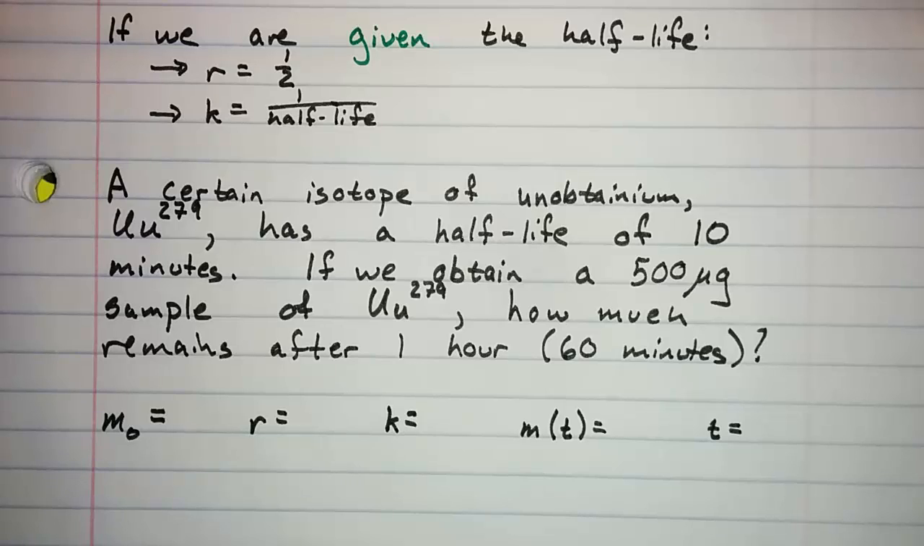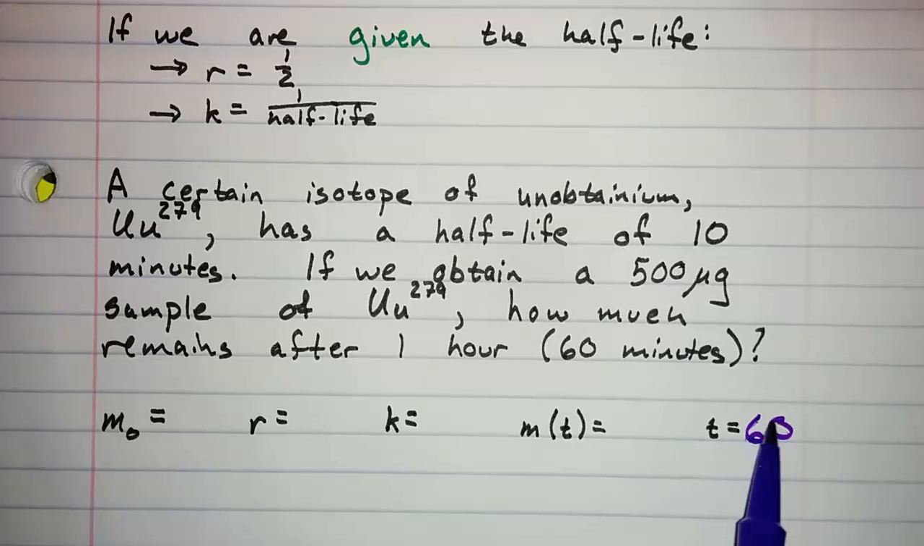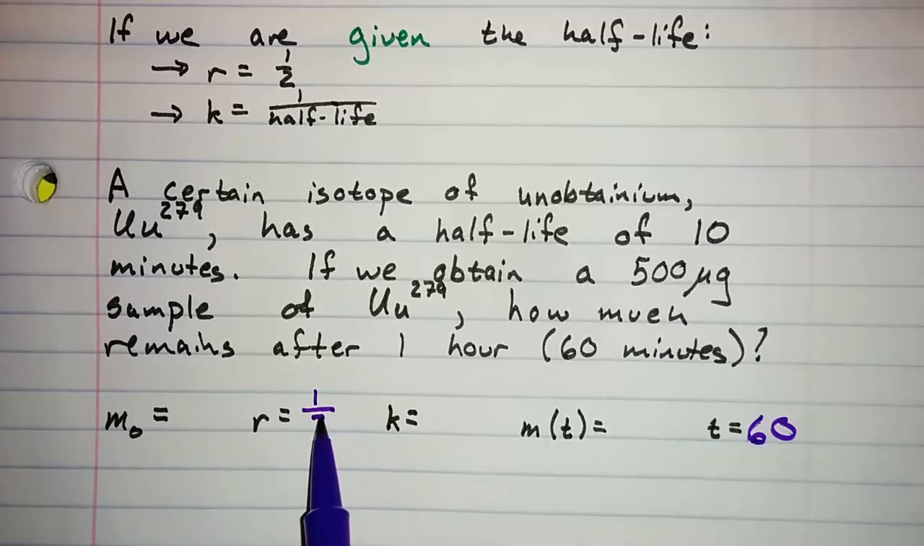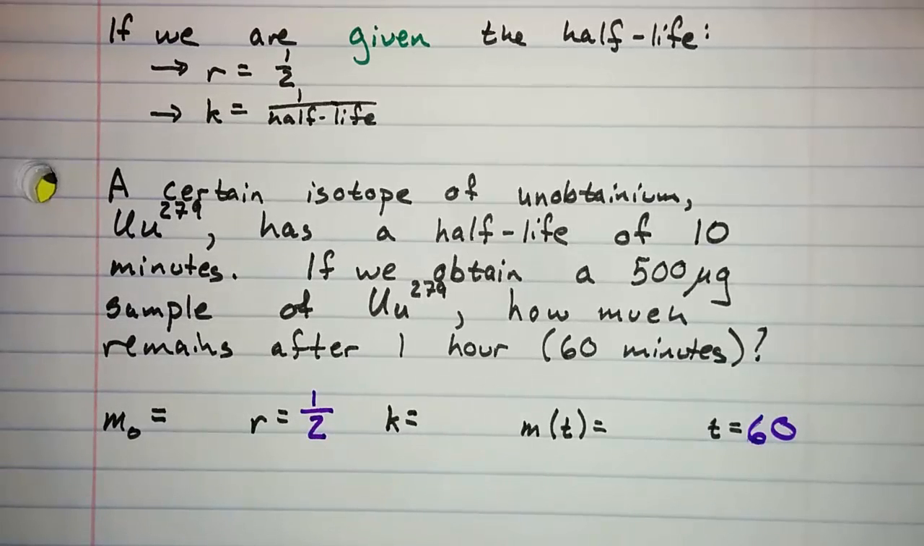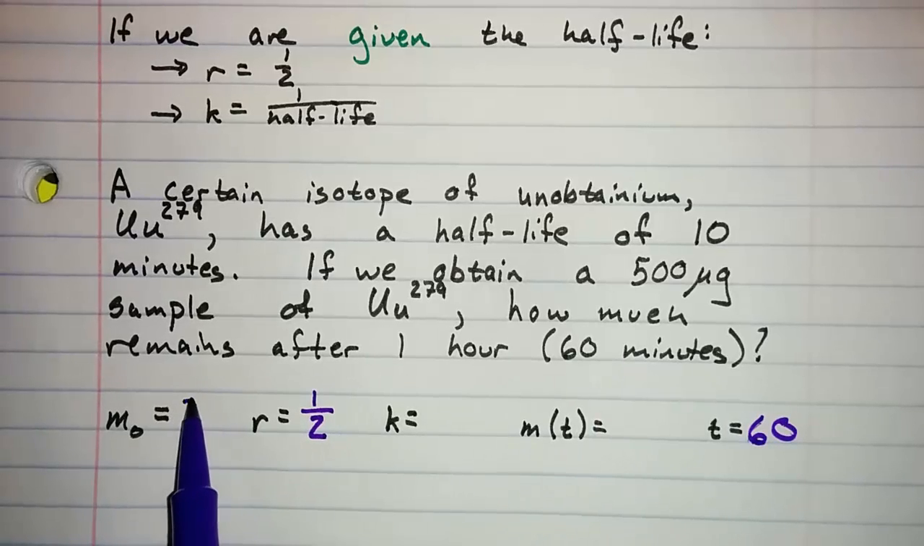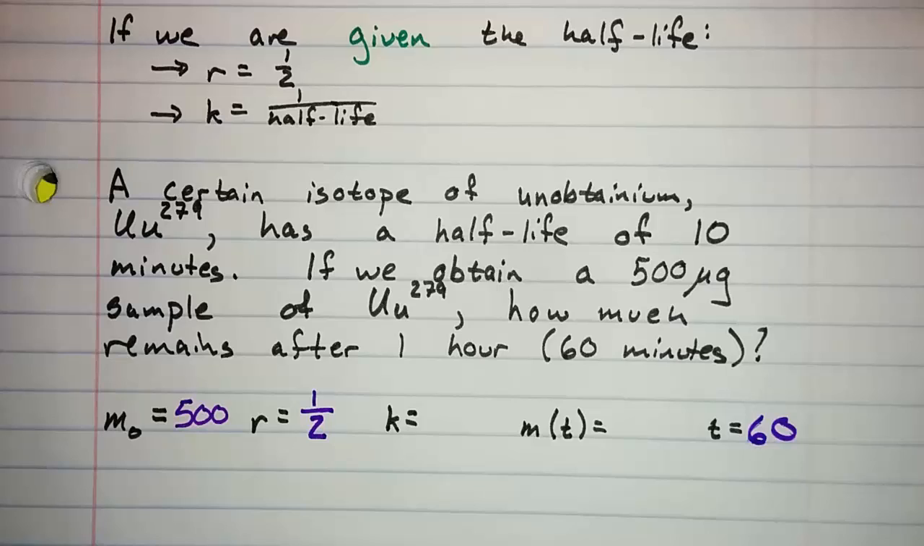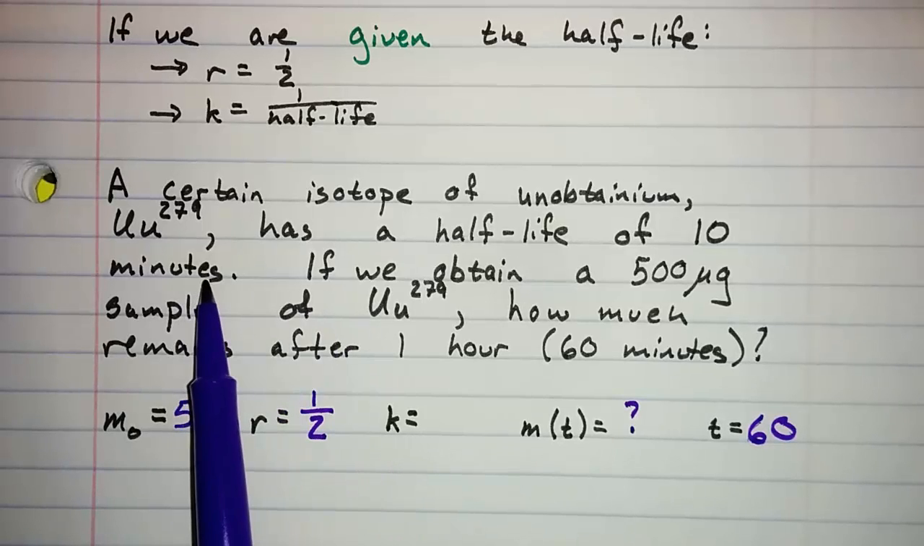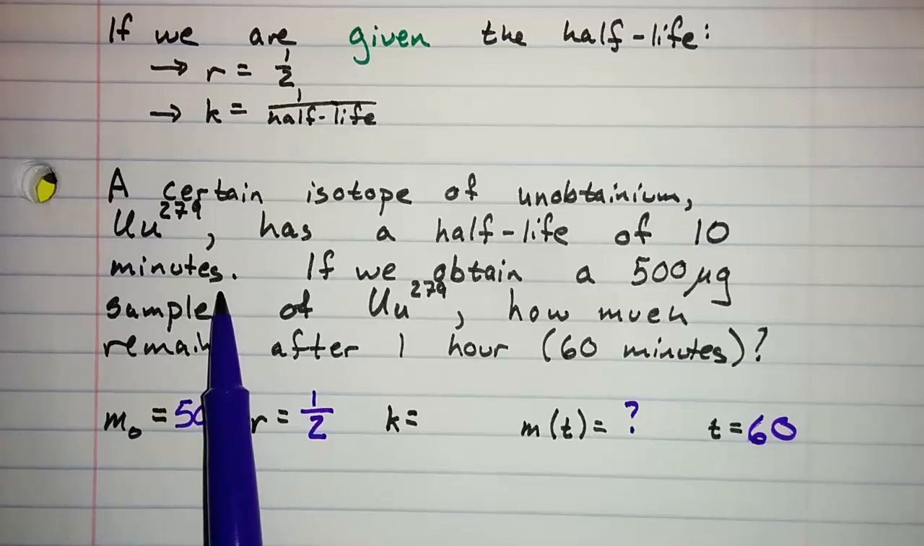In this problem, of course, we're given the amount of time, right? 60 minutes. That's easy to spot. And because we're talking about a half-life, the common ratio is surely 1/2. The starting mass is 500, and we're looking for the final mass. What about K? The half-life is 10 minutes.